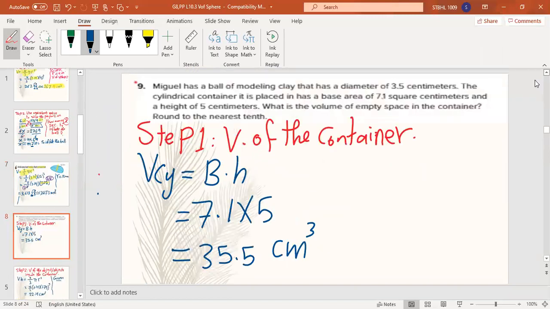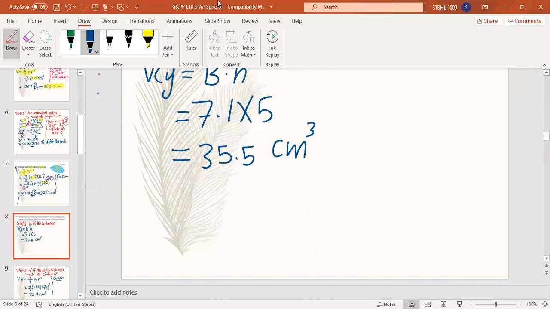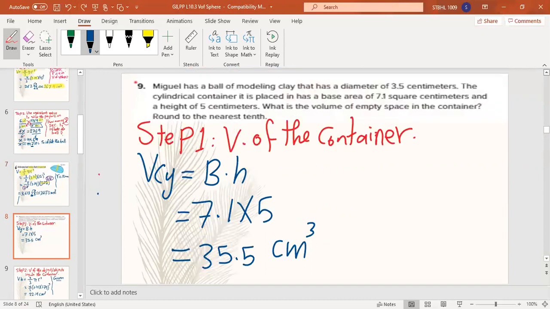And now we will go to apply volume of sphere in multi-step real life problem. And this is exercise 9. Miguel has a ball of modeling clay that has a diameter of 3.5 centimeters. The cylindrical container it is placed in has a base area of 7.1 square centimeters and a height of 5 centimeters. What is the volume of empty space in the container around the clay?